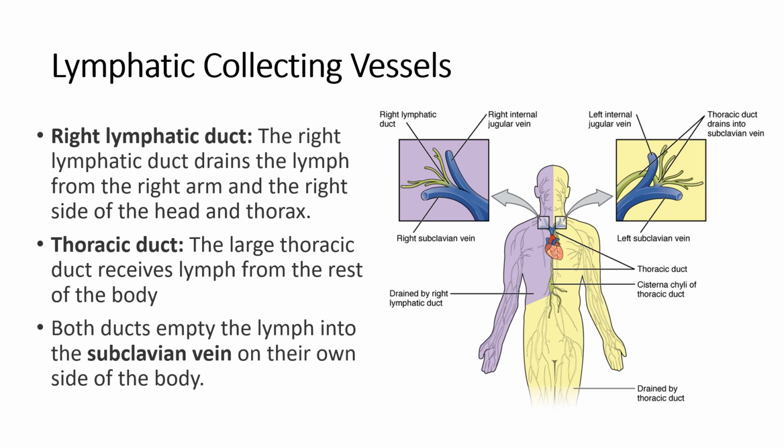One is the right lymphatic duct, and this duct drains the lymph from the right arm and the right side of the head and thorax, or chest. The thoracic duct is the large thoracic duct that receives lymph from all the rest of the body. Both the right lymphatic and the thoracic duct empty the lymph into the subclavian vein on both sides of the body, on their respective sides, rather. So keep in mind that the subclavian vein is the one that runs right under the clavicle or collarbone.